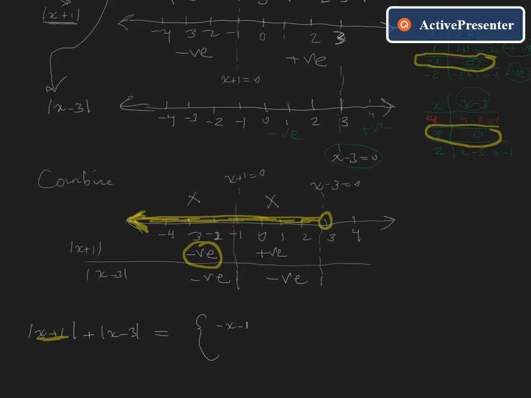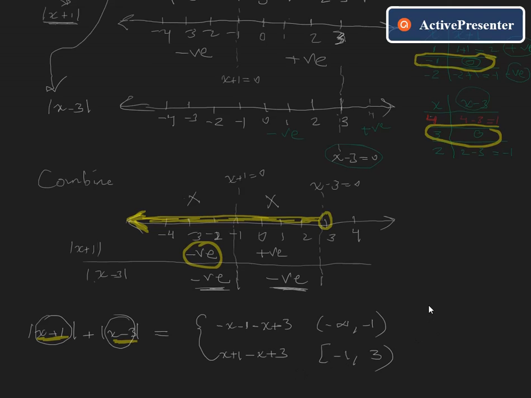Okay, what about x minus 3 in this interval from minus infinity up to minus 1 open? It should also be negative, so the negative of what is inside, minus x plus 3. The second interval is from minus 1 closed up to 3 open. x plus 1 is what? Positive, so it will remain the same, x plus 1. What about x minus 3? It is also negative in this area, so negative x plus 3.